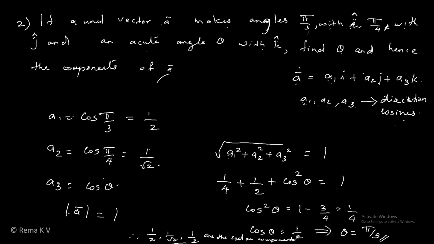So remember this: when a vector A is given to you, if it is a unit vector, then the scalar components A1, A2 and A3 are the direction cosines. Otherwise, if the magnitude is not equal to 1, then A1, A2 and A3 are called the direction ratios. If the magnitude of the vector is equal to 1, then the scalar components are the direction cosines.